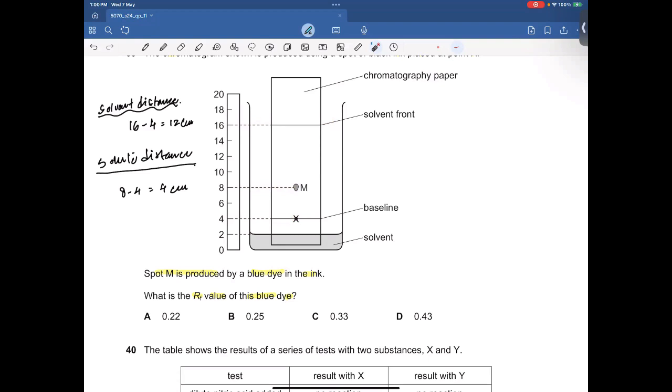So 4 divided by 12 is basically. So in order to calculate the RF value, distance traveled by solute is 4, distance traveled by solvent is 12. So I'm getting 0.333. So 0.333 is C, right? C is going to be the right answer.